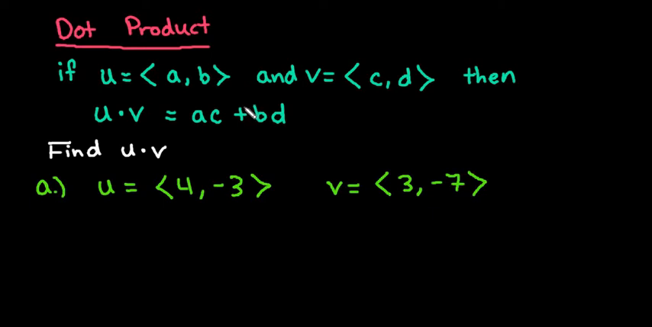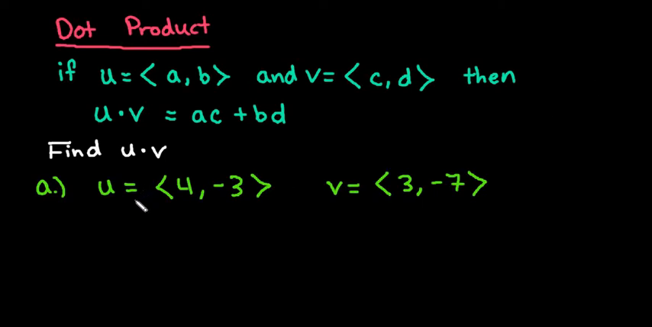In this video, I want to show you how to find the dot product. The dot product is if you are given any vectors, so let's say for example u is equal to a comma b and v is equal to c comma d, then the dot product, this right here, is read as u dot v, is equal to a times c plus b times d.